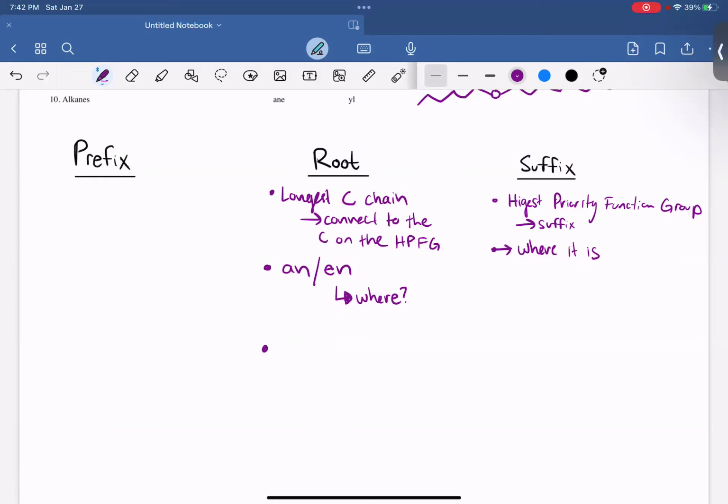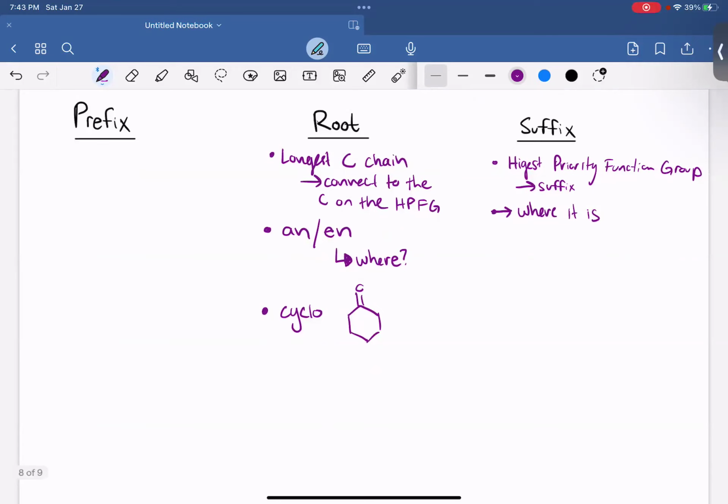And the last thing you want to do in your root is identify if it's in a ring or not. This should be pretty obvious. But if we're in a ring, then you need to put cyclo in front of the root.